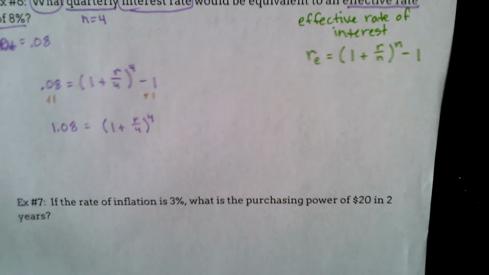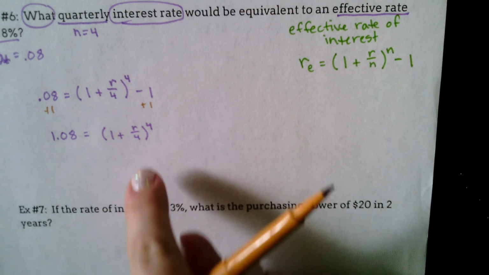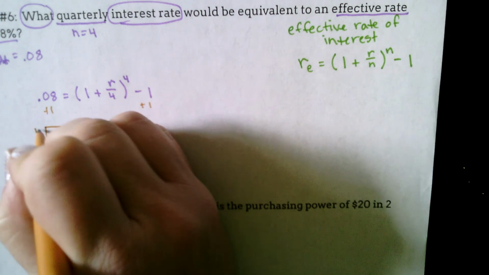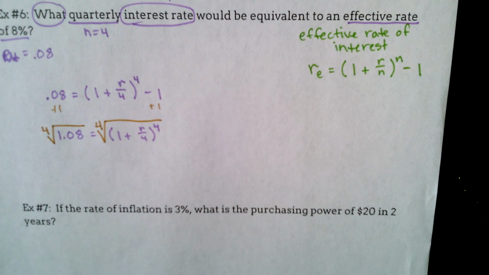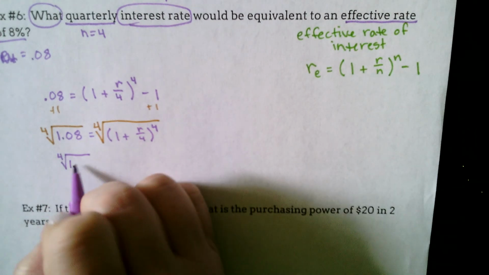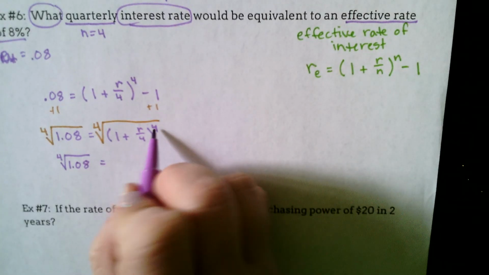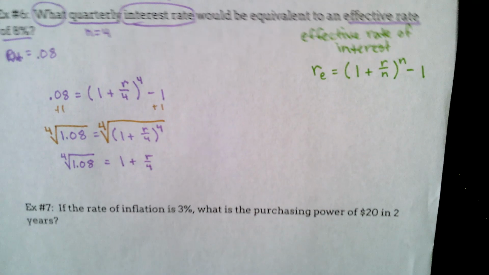Now we've got to try and get that r by itself. So we have to get it out from being to the 4th power. So what we're going to do is take the 4th root of both sides, because the inverse operation of raising to the power of 4 is a 4th root. So then I'm just going to leave it exactly like that. 4th root of 1.08 equals, that's going to take this exponent off, 1 plus r divided by 4.